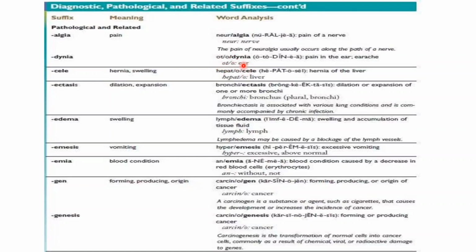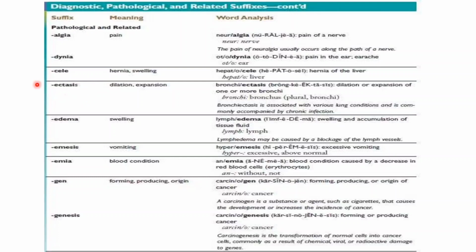Here oto means ear. The second suffix is cele. Cele means swelling or hernia. The word analysis for the suffix cele is hepatocele, that is hernia of the liver. Another terminology we can use is hydrocele, that is swelling of the scrotum.